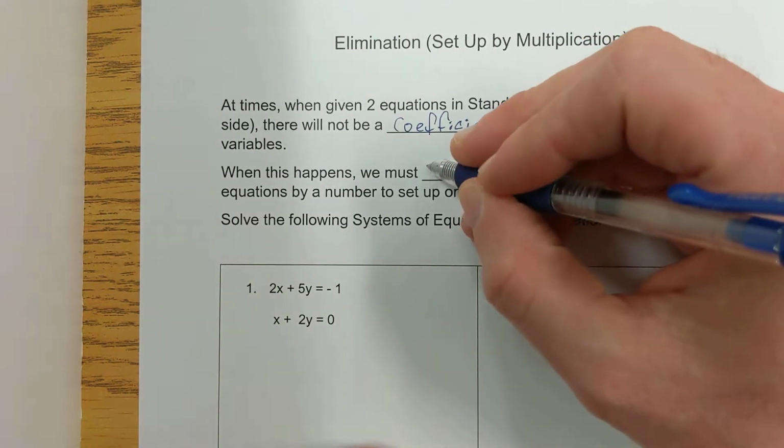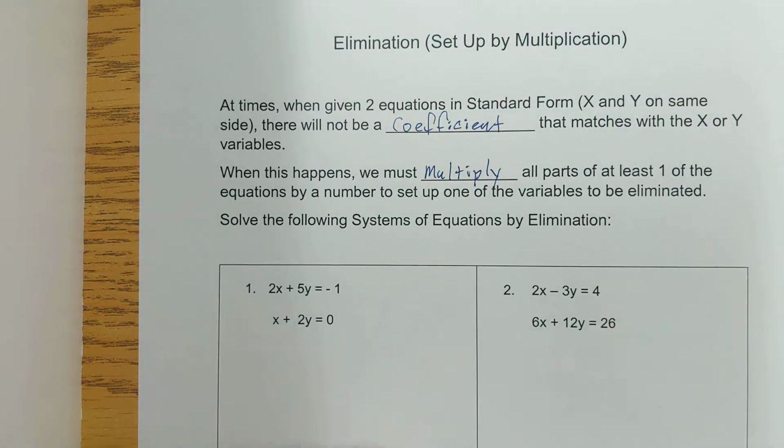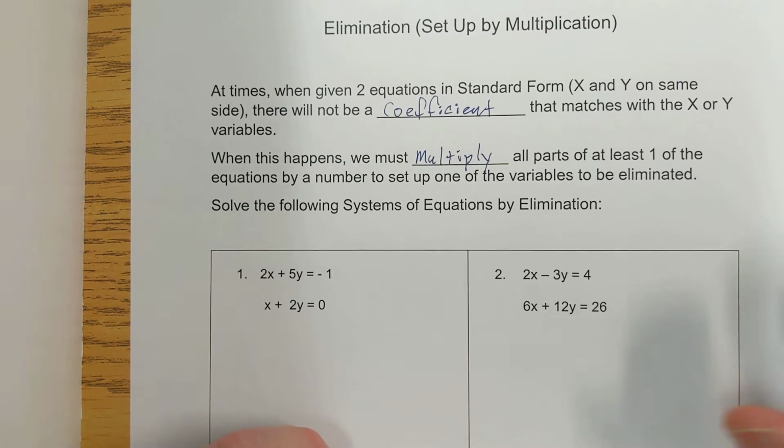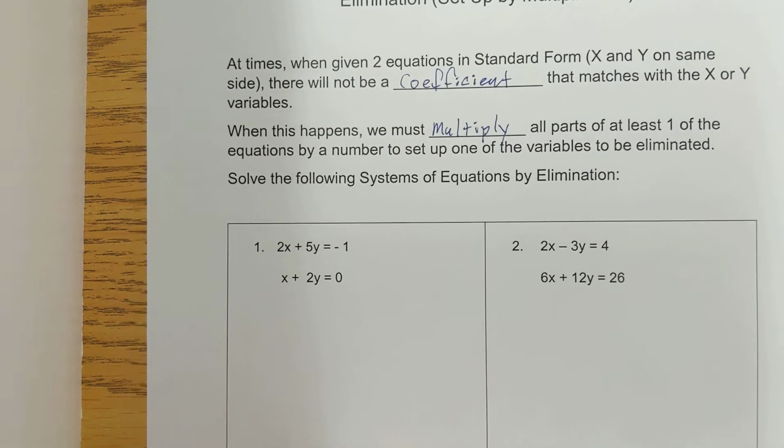So we must multiply all parts of at least one of the equations by a number to set up one of the variables to be eliminated. So that's what we're going to be looking at doing here. All right, so let's go ahead and take a look at an example.